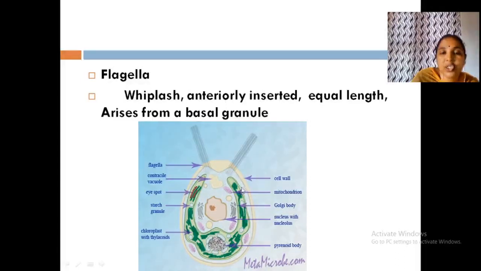So this is the structure. Then the outermost cell wall also. Structure of the Chlamydomonas cell. That is the individual cell of Volvox.